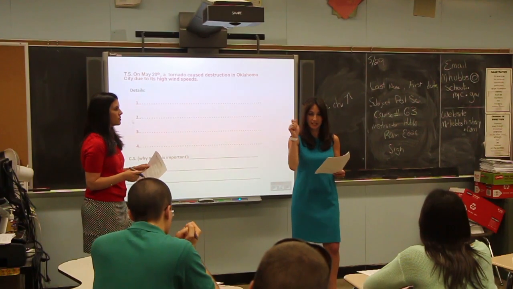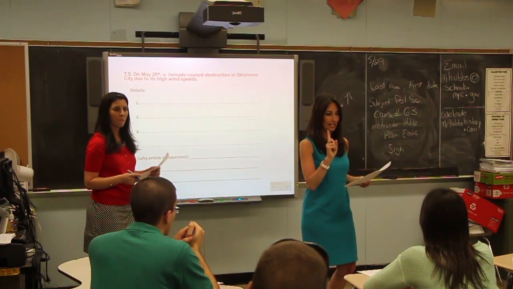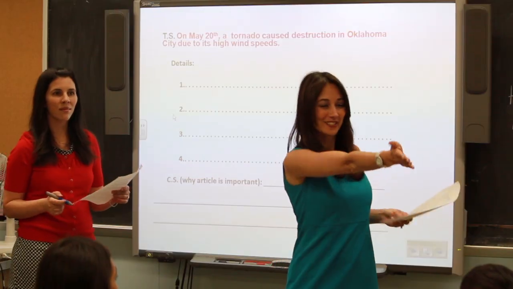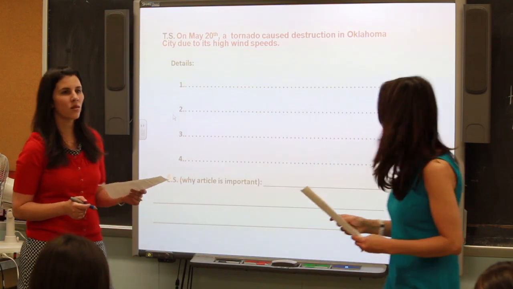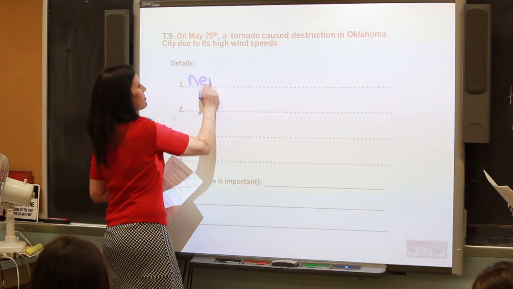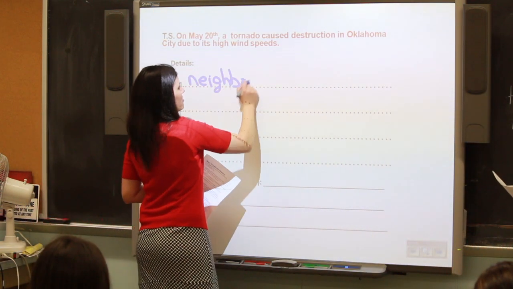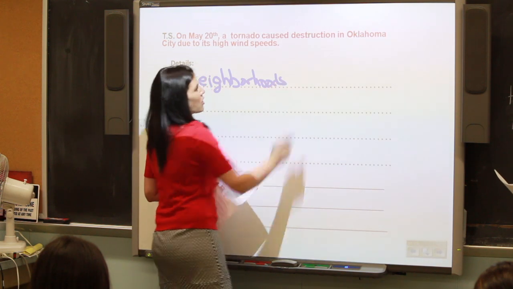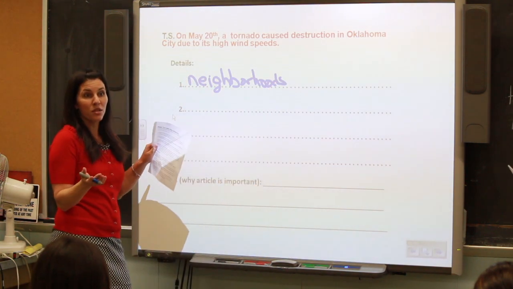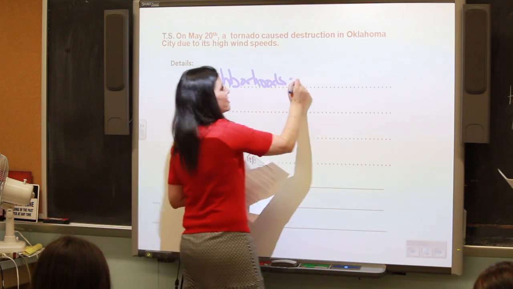Who can be a brave volunteer and give us the first detail they selected? I'll stop you both, Christine. Neighborhoods were leveled. No symbols needed. Okay, and we would encourage the kids, if it's note-taking, to write something like equal, leveled.